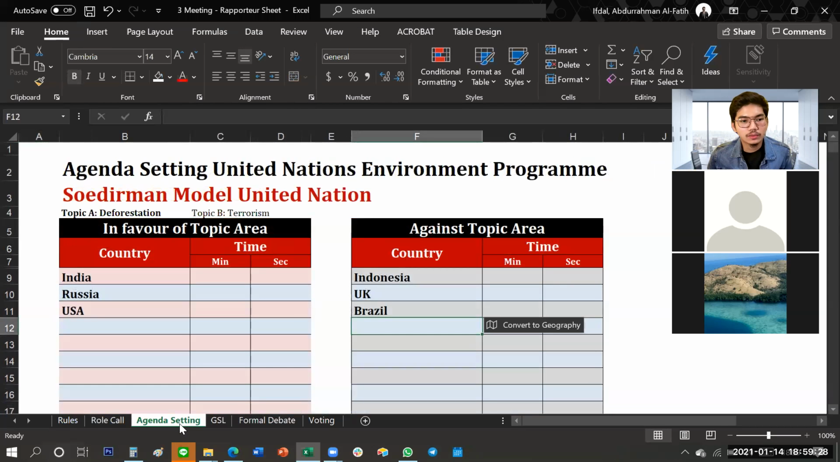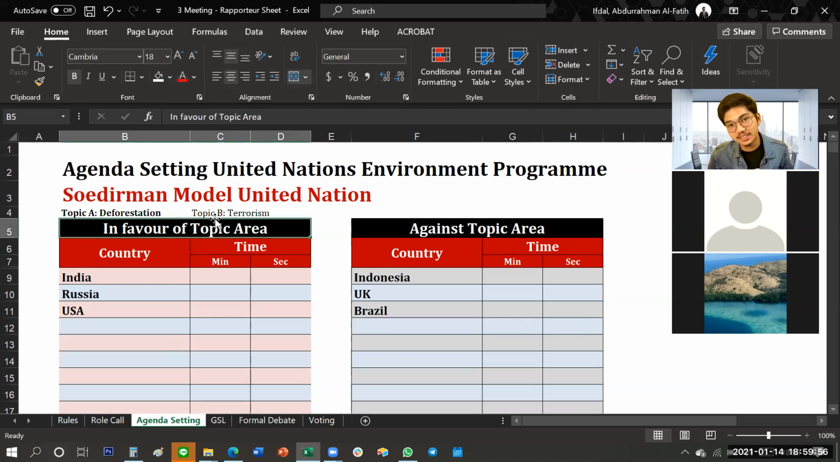Okay, so regarding the agenda setting, you have to choose which topic to go with. As a country, you have to choose which topic based on your country's policy and also national interest. For example, in Indonesia, there's a lot of deforestation going on, right? As Indonesia, it is perhaps best for you to not choose topic A and choose topic B instead. But it does not mean that Indonesia endorses deforestation, no.